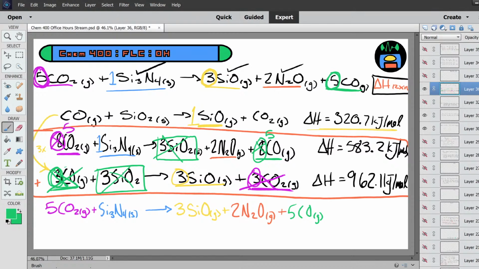And now to get our delta H, we just have to add these two delta H's together. So we have 962.1 plus 583.2 gives us a delta H of 1,545.3 kilojoules per mole. Sig figs wise, we don't need to round because both of these numbers have their last significant digit in the first decimal place. So does our answer. So we're good.